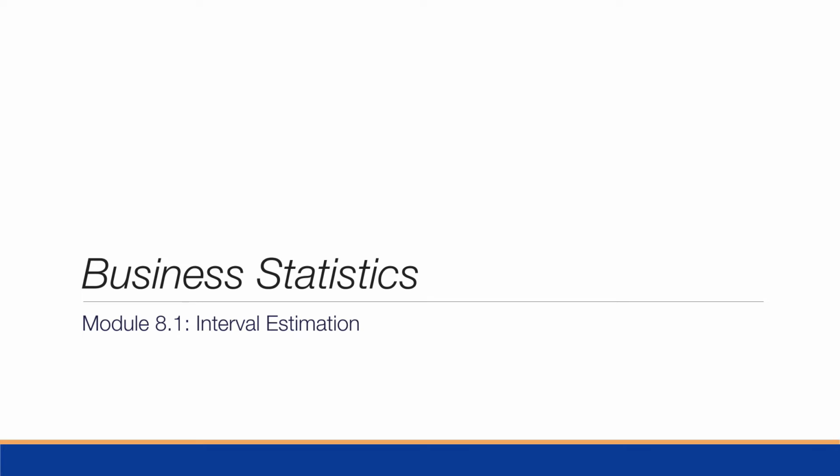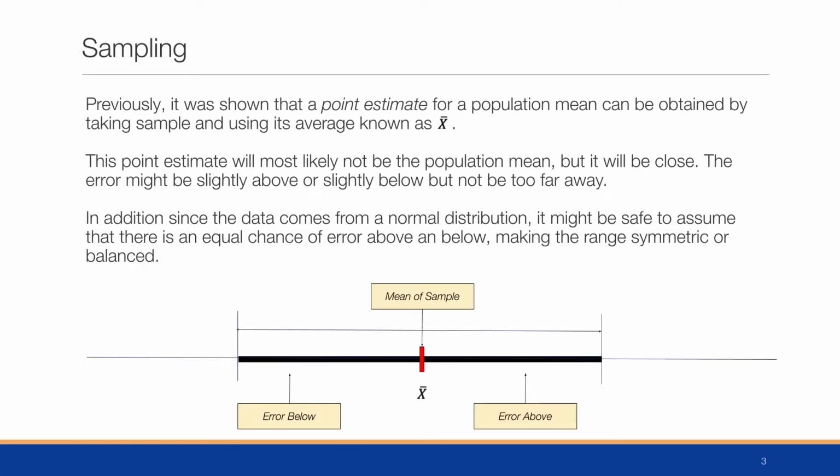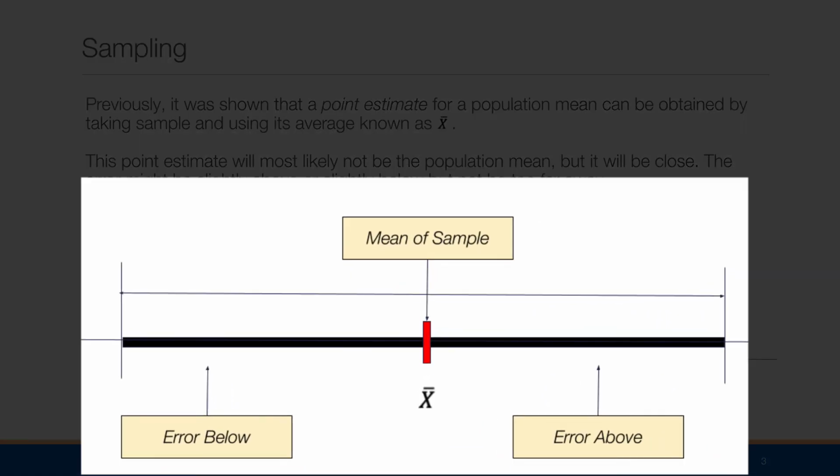We showed in our previous modules the concept of point estimate for a population mean. And we had said that the point estimate for a population mean is simply the average of a sample that we have, and it is a good estimator of the population mean. This point estimate will most likely not be the exact population mean, but it will be close. The error might be slightly above or slightly below, but not too far away.